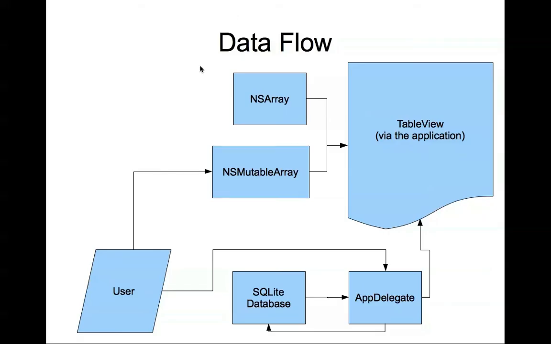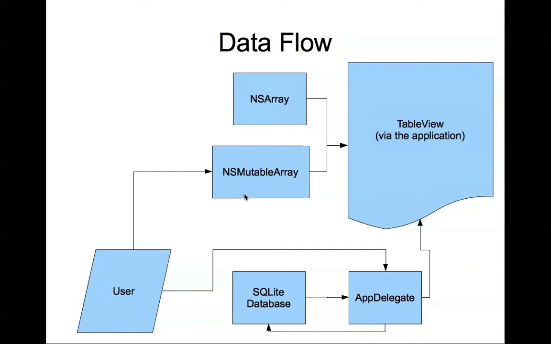Okay. Our data flow, we saw the NS array example where we have a static array, it sends information into the table view. Or the information is populated in the table view via the application. It's a one-way deal. You can't change this. In our previous tutorial, we had the NS mutable array. We could fill up the table view, and we could have the user change it if the user wanted to, and then it would refill. But when we start the application again, it goes back to the original array.